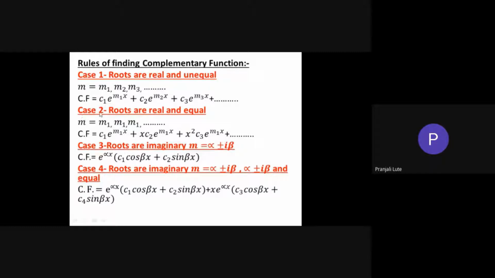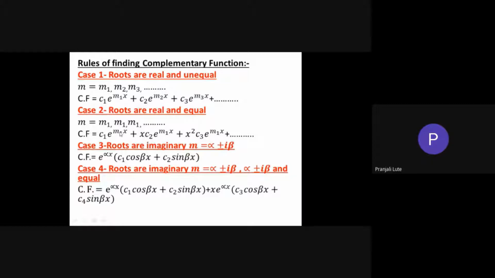Here case 2 is roots are real and equal. For example, roots are suppose m1, m1, m1. These roots are equal. So what is your complementary function? Complementary function equals c1 e to the power first root into x plus c2 e to the power second root into x plus c3 e to the power m1 x, means third root into x. Means case 1 and case 2 both are same, only there is one difference, that is the roots are repeated.